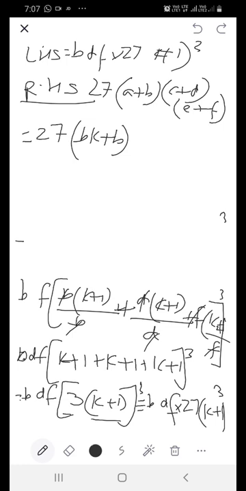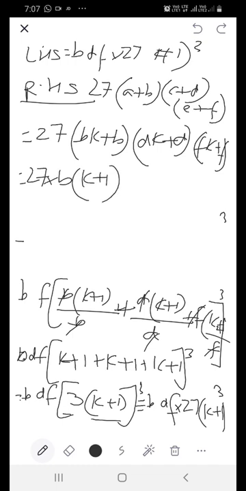As I told you, you can replace A, C, E by BK, DK and FK as we have done in the left hand side. C I will replace by DK and E I will replace by FK. It will be 27. From here you can take B common, K plus 1. Then you can take D common, K plus 1. Then you can take F common, inside the bracket K plus 1. All are multiplied. So it will be 27.